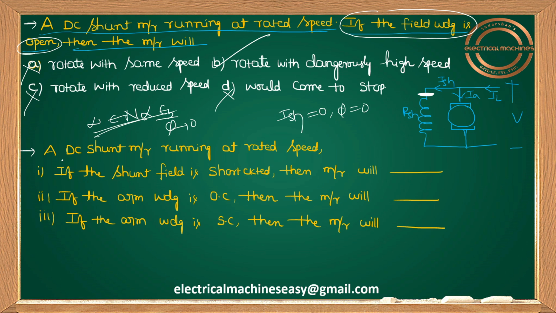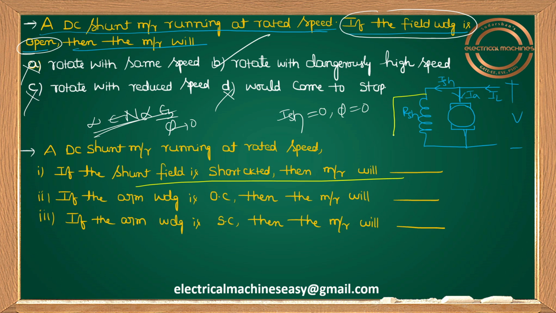Let us see. A DC shunt motor running at rated speed. Now what is it asking? If the shunt field winding is short circuited. So guys, try to understand what he's saying. He's saying that if the shunt field winding is short circuited. Okay, so do one thing. For this question, I'm saying, if shunt field winding is short circuit, here is the shunt field winding.